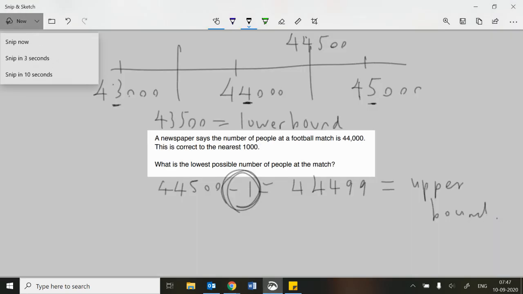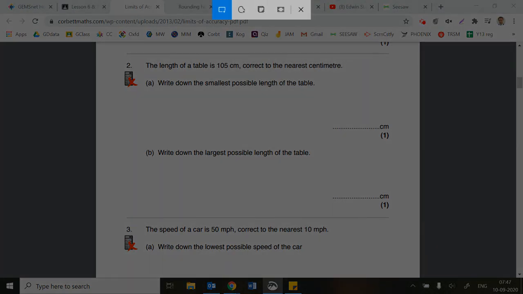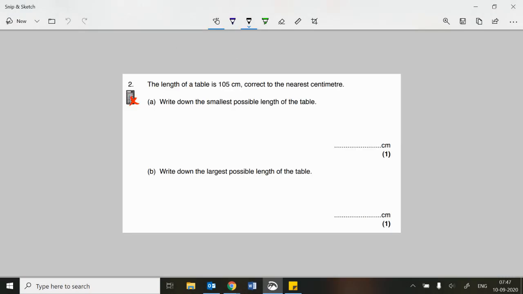Okay, so question 2, just take this one here. It says the length of a table is 105 centimeters. Now you might think that's a whole number of things. Yes, it is, because it's been rounded off. But the length of the table, if you zoomed in, it might be 105, but if you kept zooming in, at some point you're going to get some sort of error. So that's what I mean when I'm saying that this is continuous data and not whole numbers of people or sheep or whatever it is. Okay, so the length of the table is 105, correct to the nearest centimeter. So it's 105. The nearest centimeter is this place here.